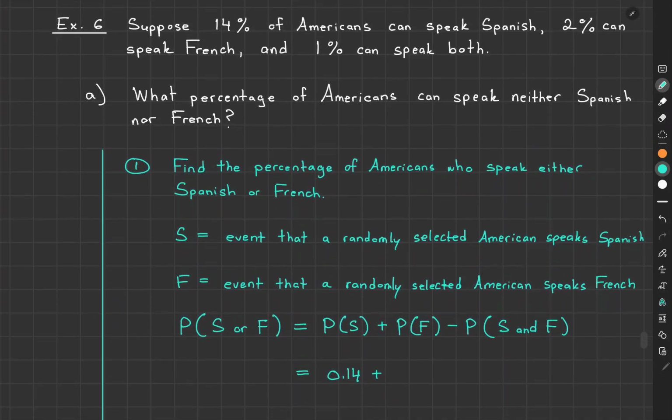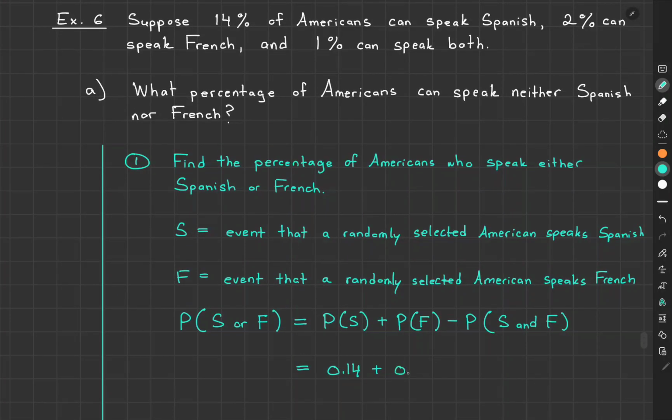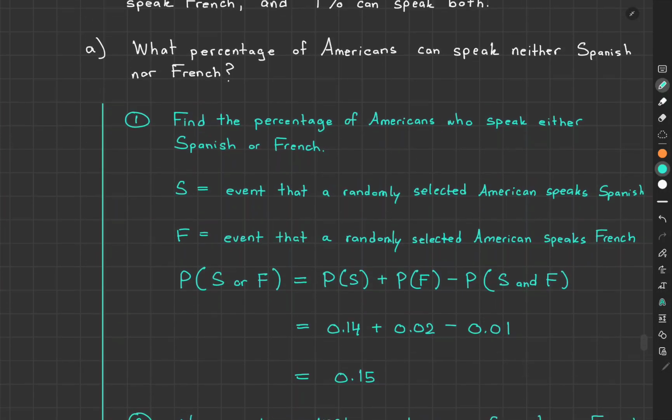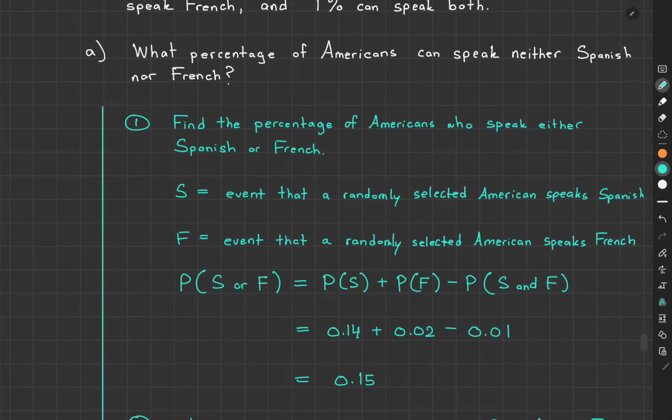We know 2% of people speak French. And we know 1% of people speak both. 1% of Americans. So once we do this math, it comes out to 0.15, approximately 15%. All right? So 15% of Americans speak either Spanish or French.